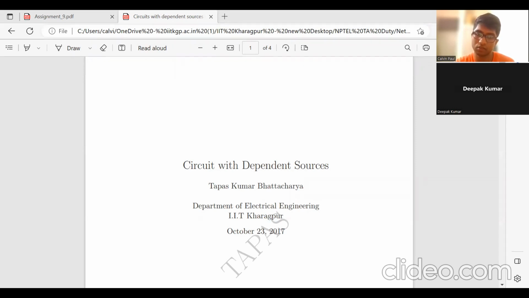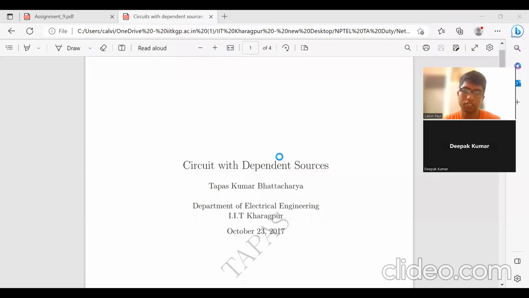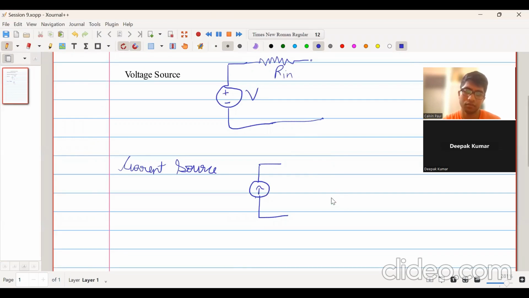Now we consider the current source. Sir, your slide is not changing. I am able to see only the circuit with dependent sources slide. One minute. Now are you able to see the screen? Yes, sir. I can see a voltage source V with internal resistance R in.